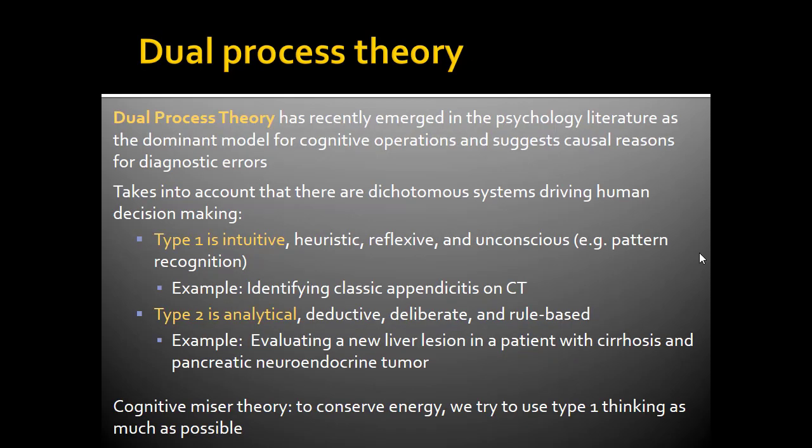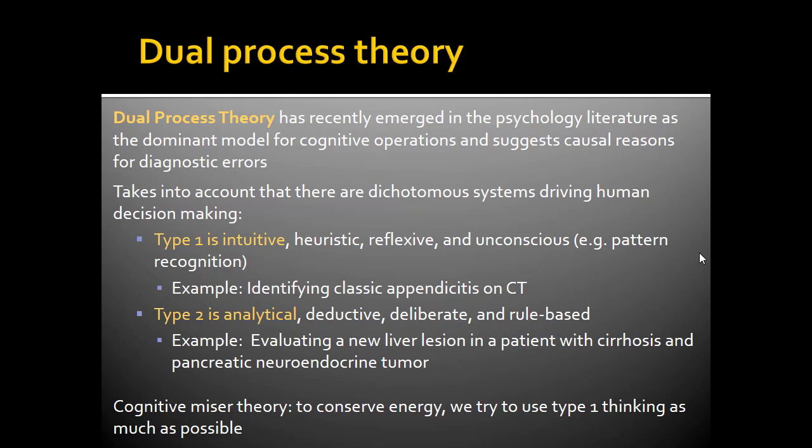The dual process theory has recently emerged in the psychology literature as the dominant model for cognitive operations and suggests causal reasons for diagnostic errors. This theory takes into account that there are two systems driving human decision-making. Type 1 thinking is intuitive, heuristic, reflexive, and unconscious, like pattern recognition. An example is when a radiologist identifies an inflamed appendix in a patient with right lower quadrant pain.